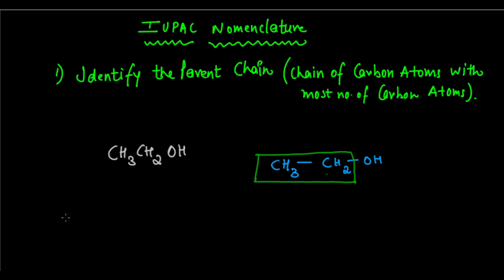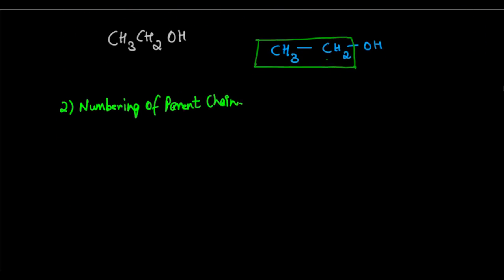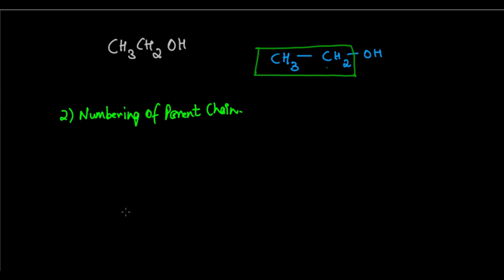The second step you need to follow is numbering of the parent chain. Now, the numbering of the parent chain depends on the type of hydrocarbon you have. You number the parent chain according to the type of hydrocarbon. Number one, if it is a branched hydrocarbon. Because if it's a straight hydrocarbon, then there's no problem. If it's a straight open chain hydrocarbon with no branch, then it's pretty easy.